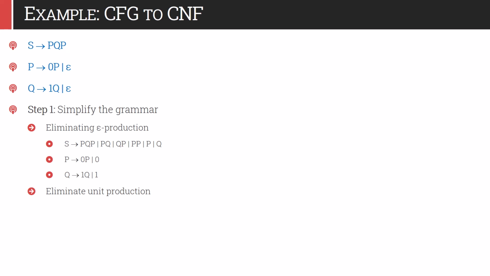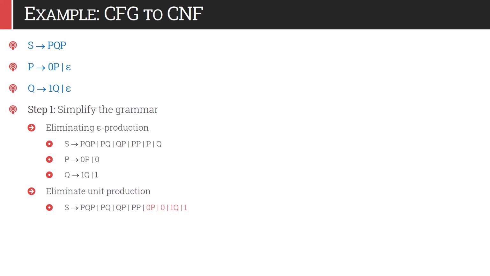The second step is to eliminate the unit production. Do we have any unit productions? For P and Q, we do not have any unit production. But for S, definitely we have, because we have productions of the form S gives capital P, S gives capital Q. So there is an unnecessary chain. There is a transitivity, S to P and then P to 0P or 0. Fine. So what we'll do is those two productions we will replace by the original productions of P and Q.